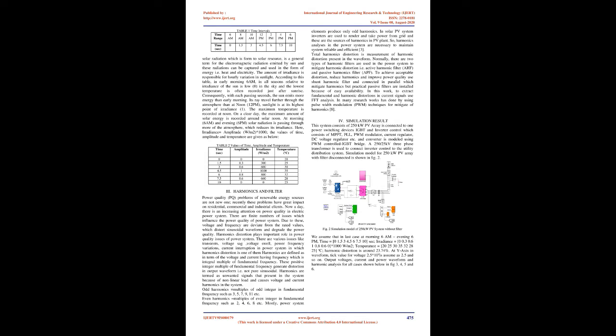3. Harmonics and filter. Power quality, PQ, problems of renewable energy sources are not a new one. Recently these problems have great impact on residential, commercial, and industrial clients. Nowadays, there is an increasing attention on power quality in electric power system. There are finite numbers of issues which influence the power quality of power system. Due to these, voltage and frequency deviate from the rated values, which distort sinusoidal waveform and degrade the power quality. Harmonics distortion plays an important role in power quality issues of power system. There are various issues like transients, voltage sag, voltage swell, power frequency variations, current interruption in power system, in which harmonics distortion is one of them.